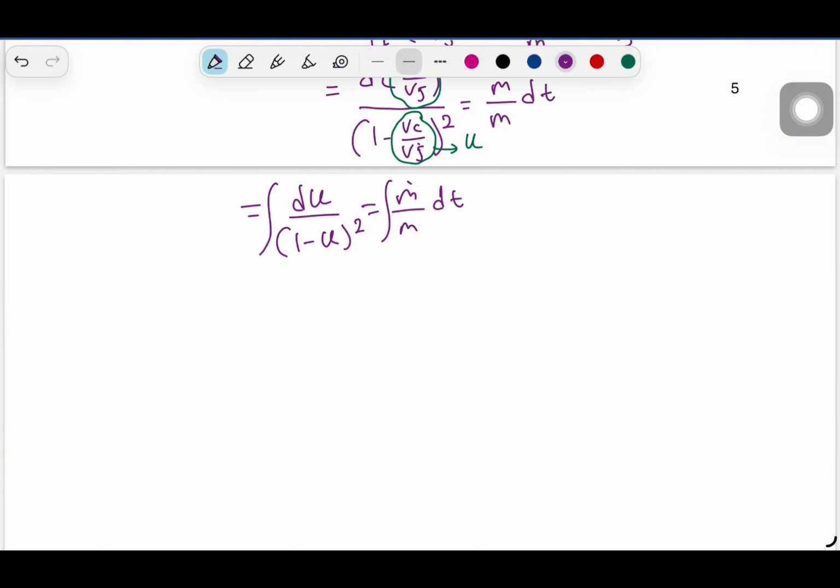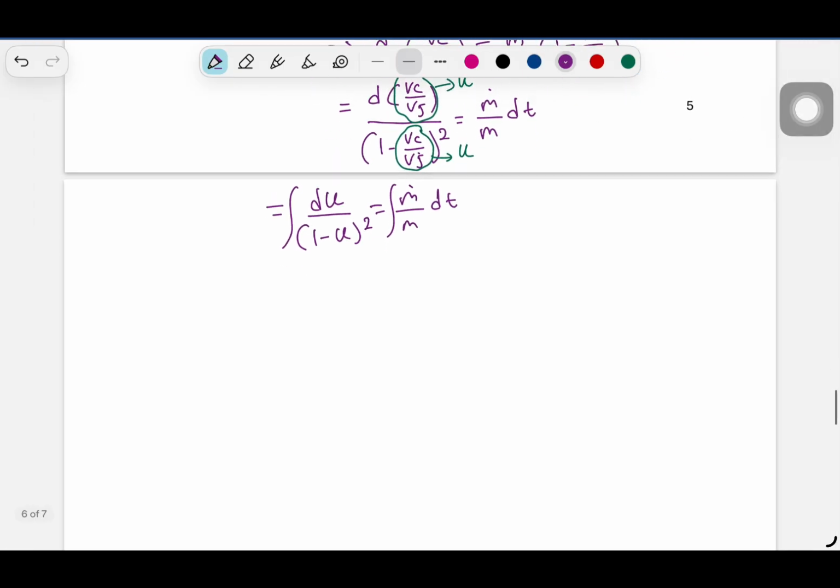So we will get an integral. At this step, we need to use t is equal to 0, and then we need to find t is equal to delta t, which will give Vc over Vz is equal to 0.5. So let me continue with that. This is 0 and this is 0.5. And for the right hand side, we have t from 0 to delta t.